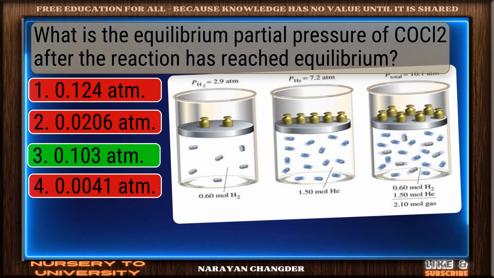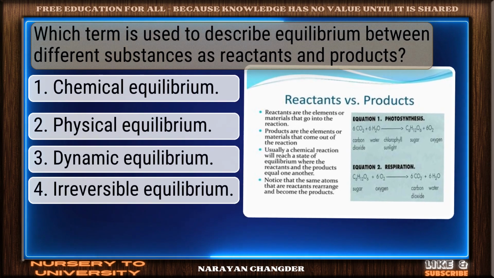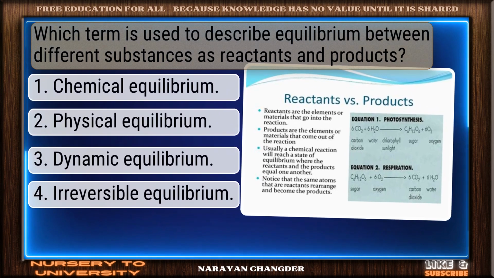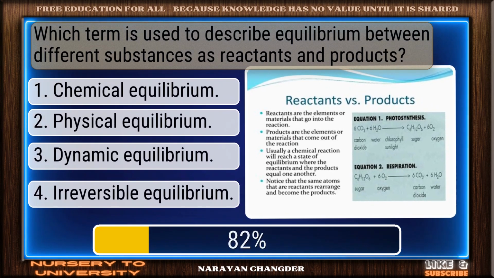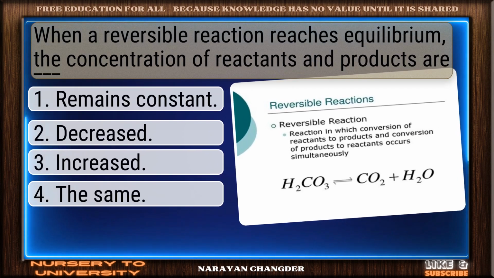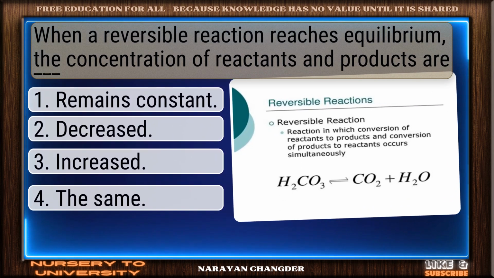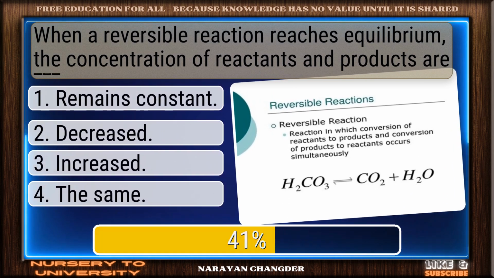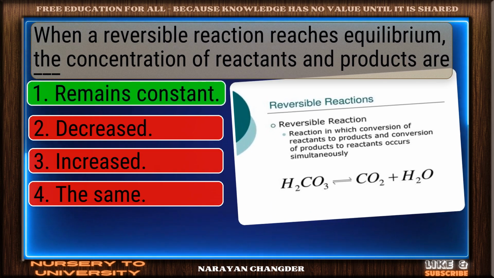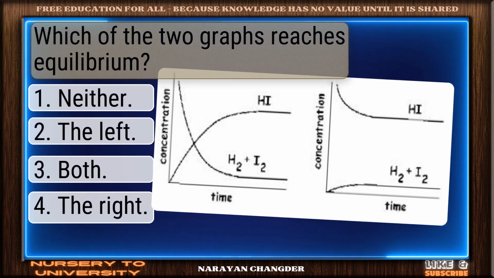Precise answer. 0.03 M. Which term is used to describe equilibrium between different substances as reactants and products? Valid point. Chemical equilibrium. When a reversible reaction reaches equilibrium, the concentration of reactants and products are dash. Strong answer, remains constant. Which of the two graphs reaches equilibrium?